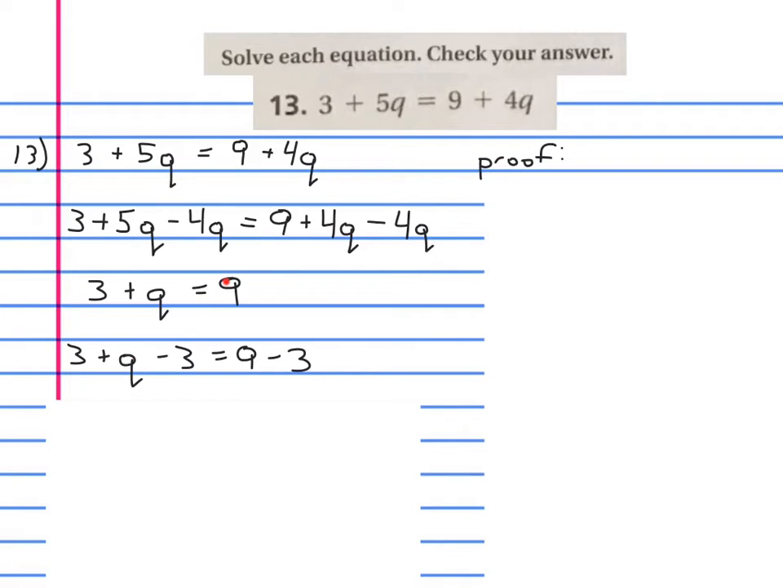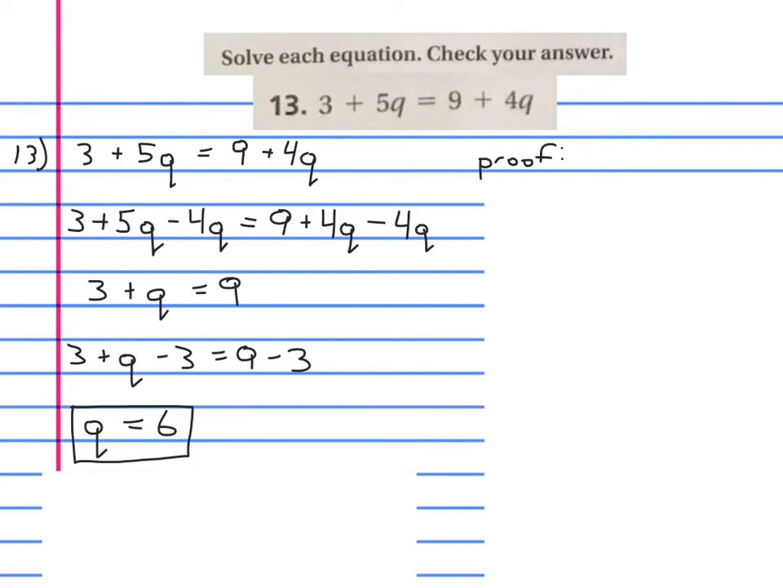Everything that was already there first, then the minus 3. Okay, these will cancel out to give us the q, and these will combine to be 6, so we get q equals 6. Now, for the proof, what do I do in the first step of the proof?